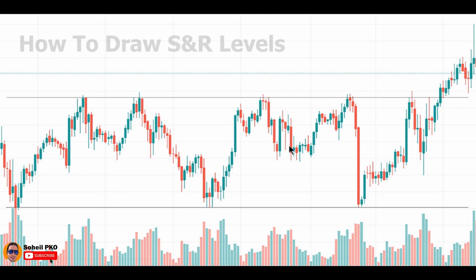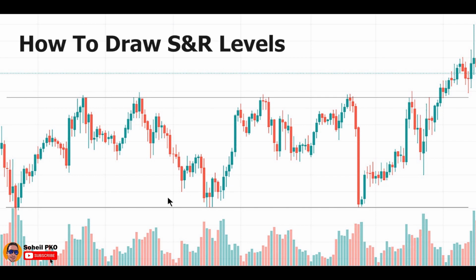Alright, now let's see how we draw support and resistance levels. For drawing any line, we need at least 2 points, and we draw the line by connecting the points. For drawing support level, we need at least 2 lows, and by connecting the 2 lows with the help of a line and extending the line to the right, we have our support level. And for drawing resistance level, we need at least 2 highs, and by drawing a line on the 2 highs and extending it to the right, we have our resistance level.